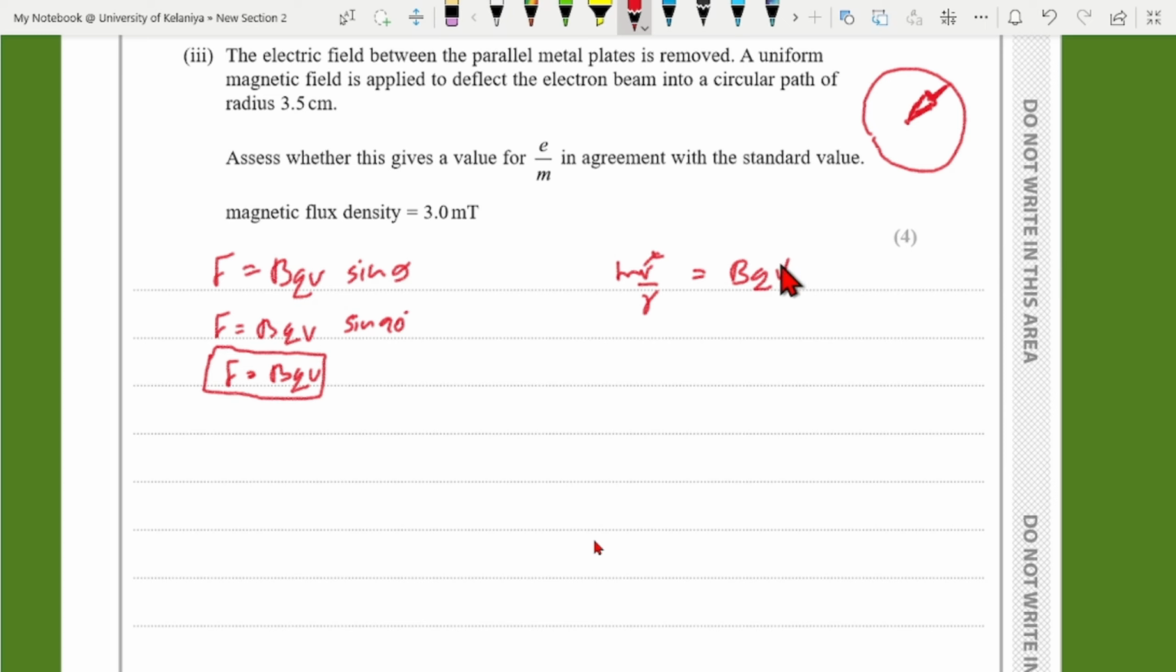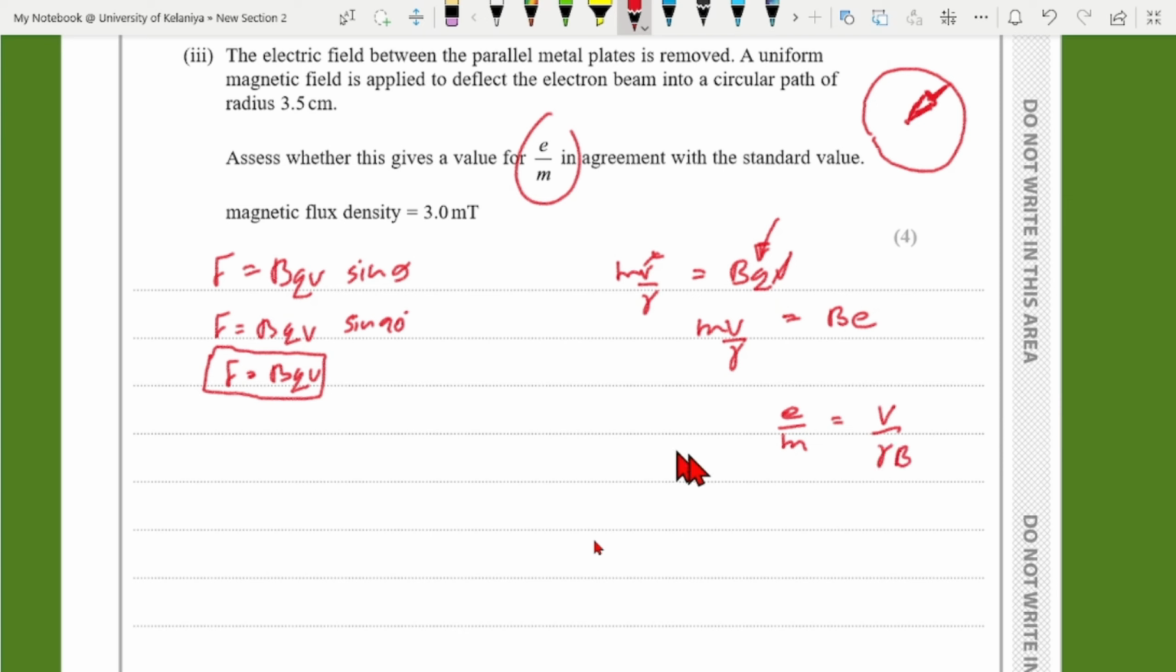So I can cancel out one v from here, and if I make e over m the subject from this equation, I can write it like mv over r. We don't have one v over here. Now it is not q, here it is charge, so I'm going to write it as e. So e over m ratio will be v over rB.